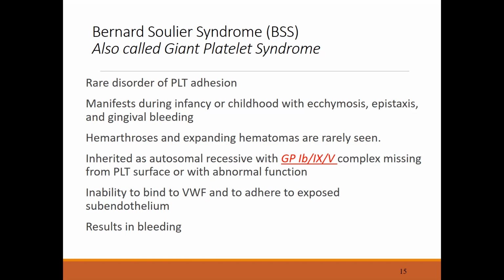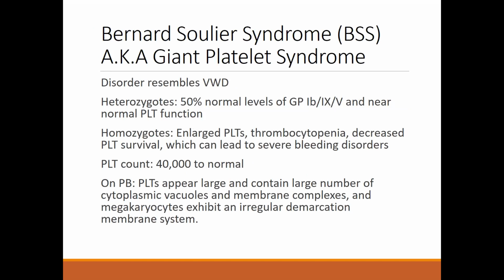So this platelet membrane glycoprotein is so important, and you can tell because it just has this function of adhering to the subendothelium and binding to von Willebrand's factor, right? And if we can't do that, there is going to be no primary plug, no adhering to that site of injury. And so this genetic disorder leads to this 1b-9-5 complex missing from the platelet surface or having abnormal function. So again, there is inability to bind to von Willebrand's factor and to adhere to exposed subendothelium, and it results in bleeding for the patient.